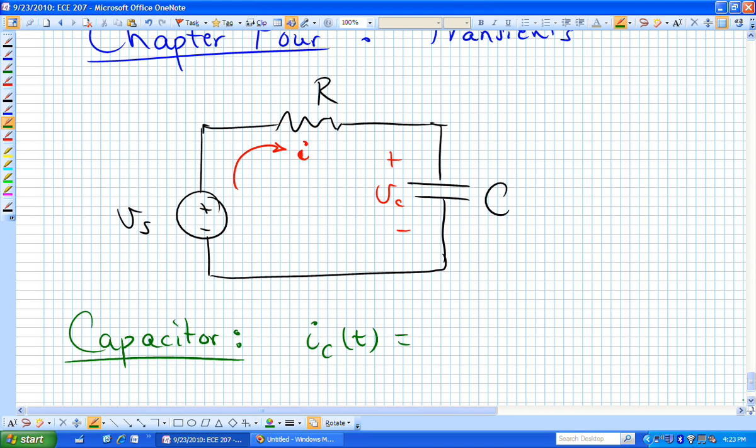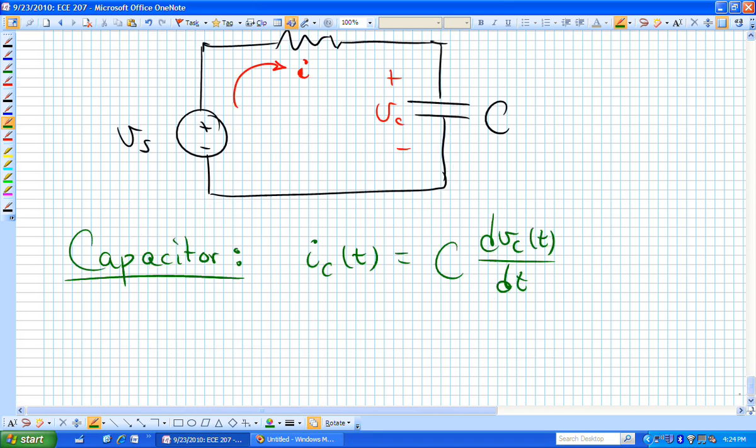I sub C. What do we know about I sub C? We know ICE, don't we? We like ICE. We're in the desert. I is equal to C dV sub C dt. And what we're going to do is we're going to use that to our advantage.